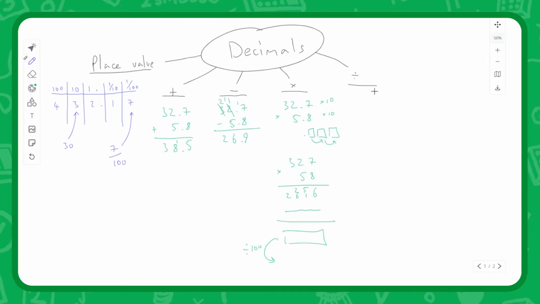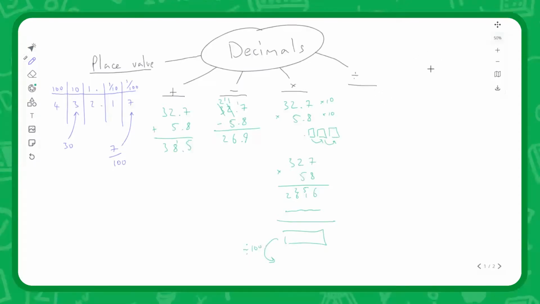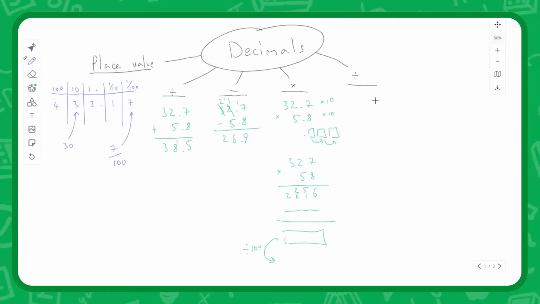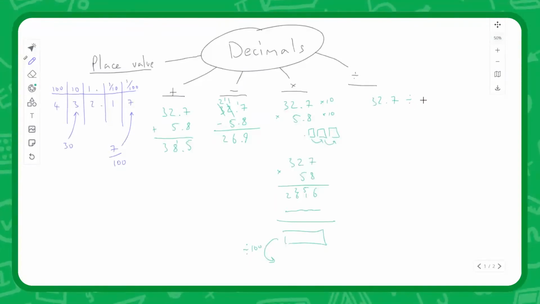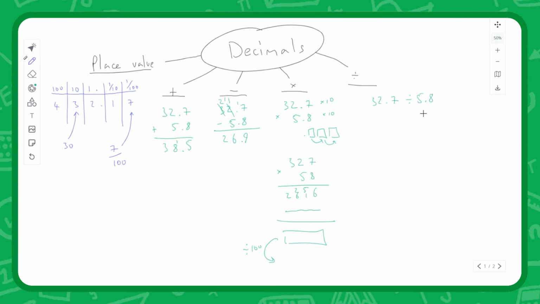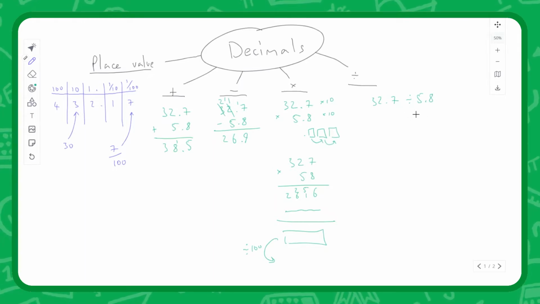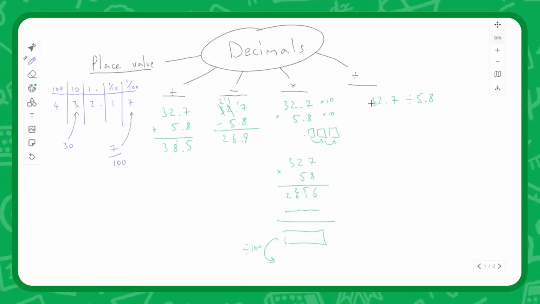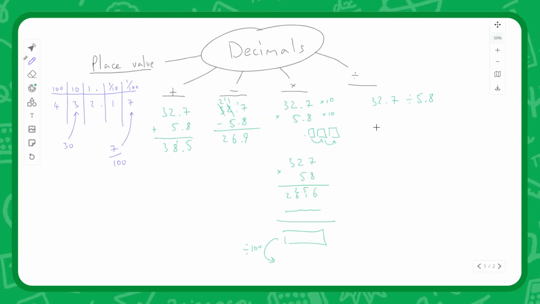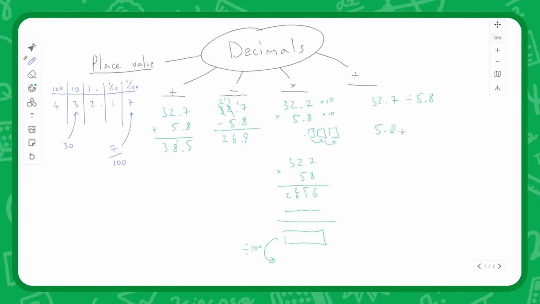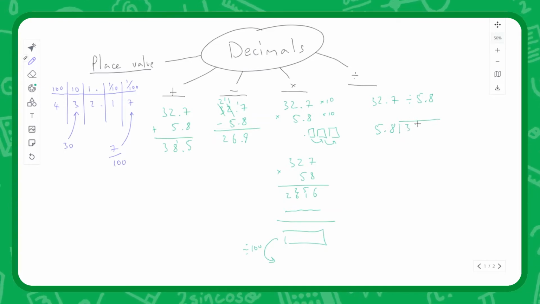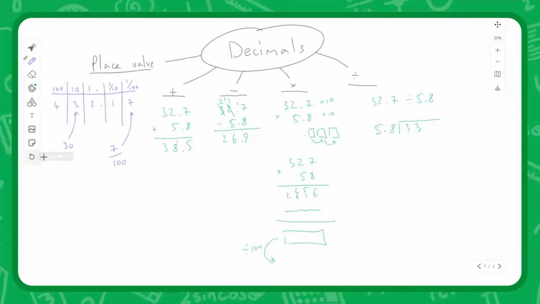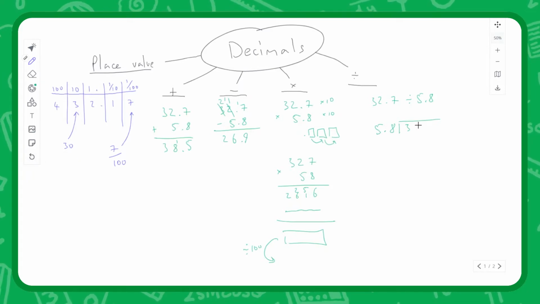Dividing, again, is very similar to what you're used to. Let's say we wanted to do 32.7 divided by 5.8. Well, again, in this case, we can either think of this as 32.7 divided by 5.8, and we could set up our bus stop method that we're probably fairly familiar with. You may have seen this kind of layout before.